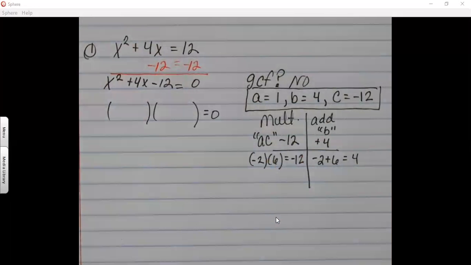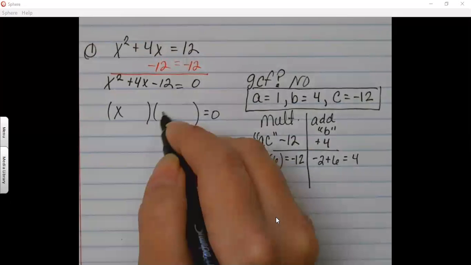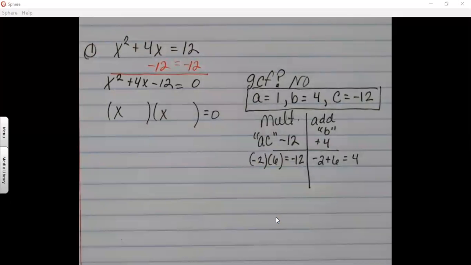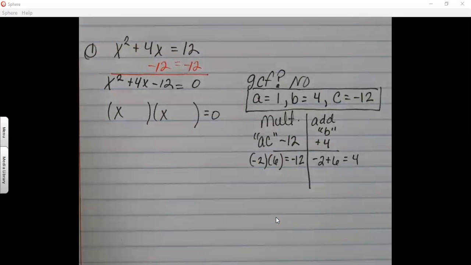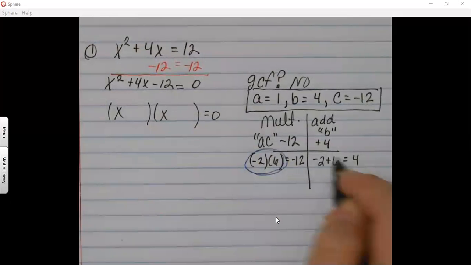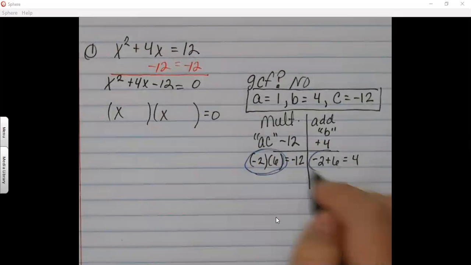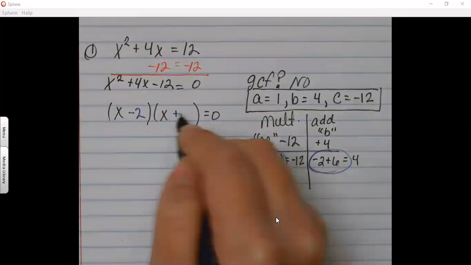Whatever variable is being used in the problem is the first term in each set, x. The numbers from the t-chart, the numbers that you multiplied on the left side and added on the right side, those are the numbers that are the second term in each set.